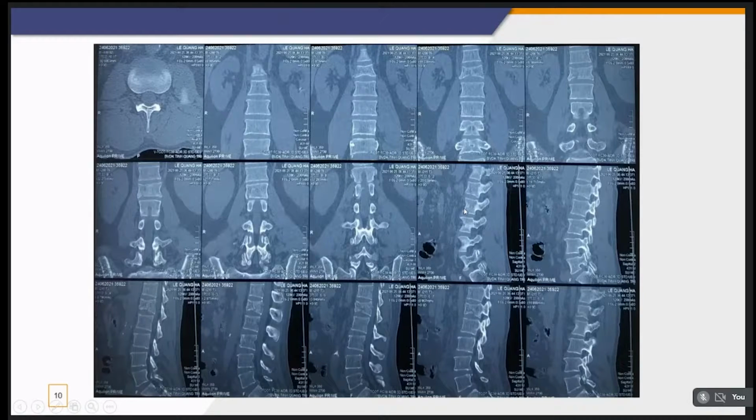And in the sagittal bone window, we see the L1 has the fracture and its collapse is clear, and in the coronal bone window, we see the fissure, and it seems to have a purse shape. It's flat, like a purse shape.